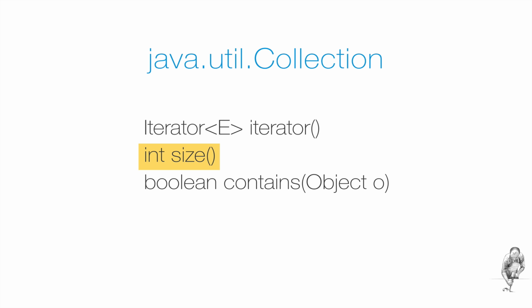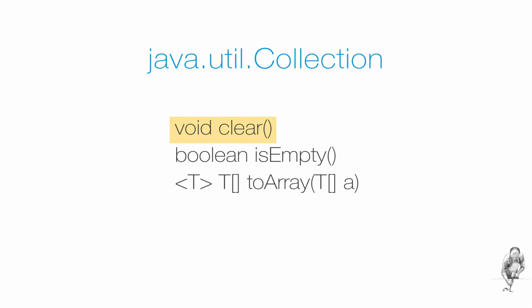Int size returns the number of elements of the collection. Boolean contains returns true if the collection contains at least one instance of the element you specify. Void clear removes all elements from the collection. Boolean isEmpty returns true if the collection contains no elements. And toArray returns an array containing all of the elements of the collection.